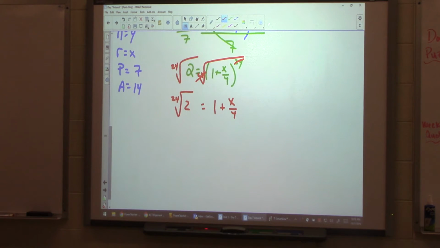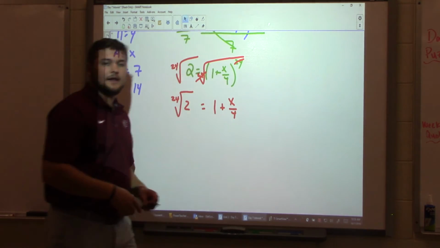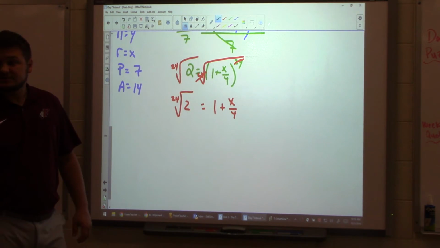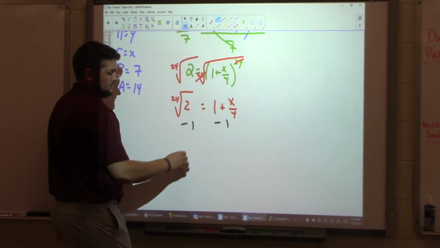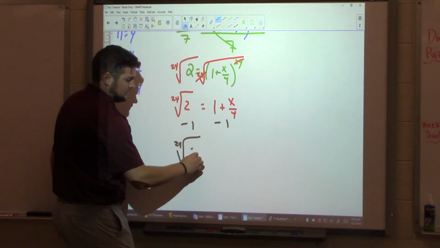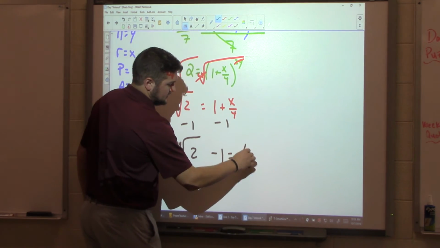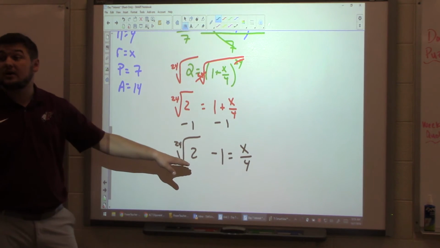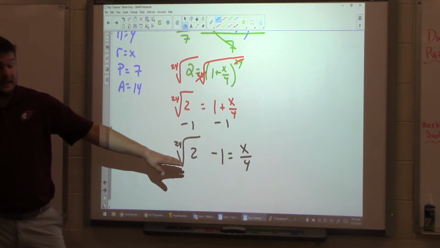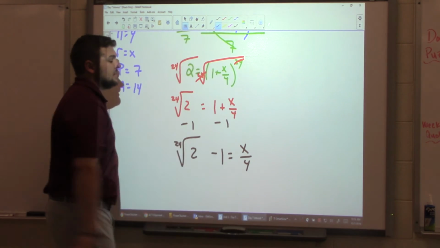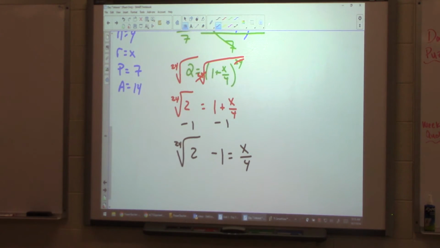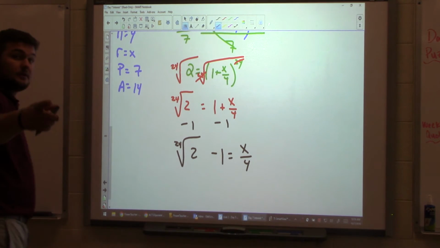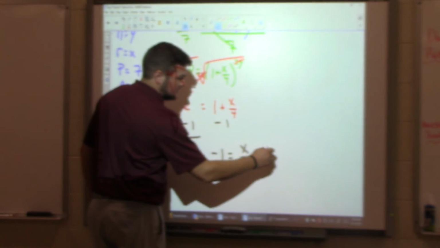What else do I have to do to solve for X? How do I undo my adding of 1? Subtract 1. The 24th root of 2 minus 1 equals X over 4. Be very careful. This -1 does not go under that radical. It stays separate. And the last thing I need to do here to solve for X is what? Multiply by 4 on both sides.